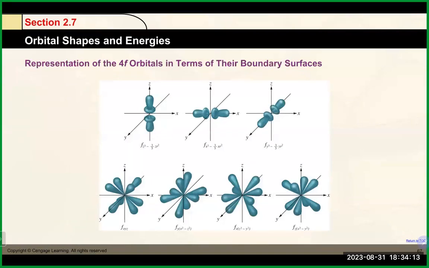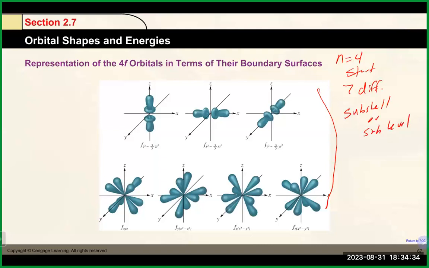There are also f orbitals, and it's on the 4th energy level that we start to see the f orbitals appear. There are 7 different f orbitals. Once again, if you took all 7 of these together, that's your subshell or sublevel. Here, 2 times 7 is 14 electrons max if you were to fill all 7 of those f orbitals on a particular energy level.